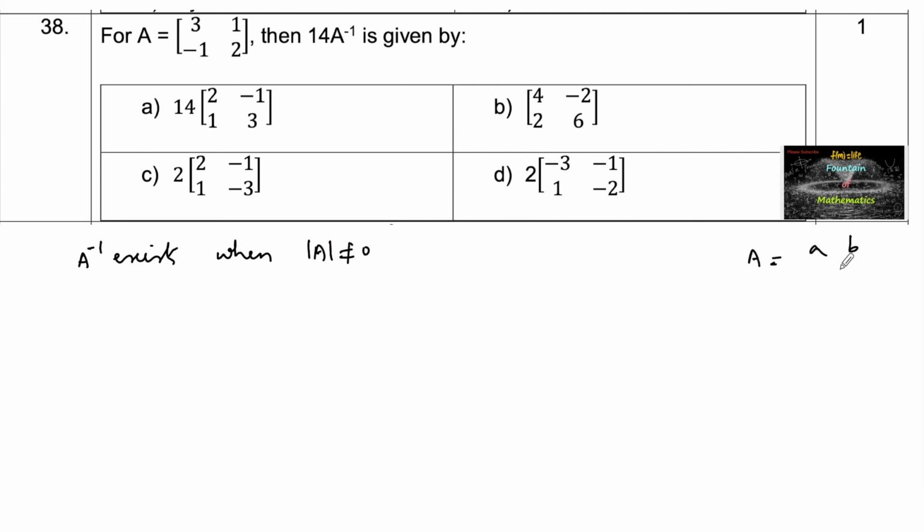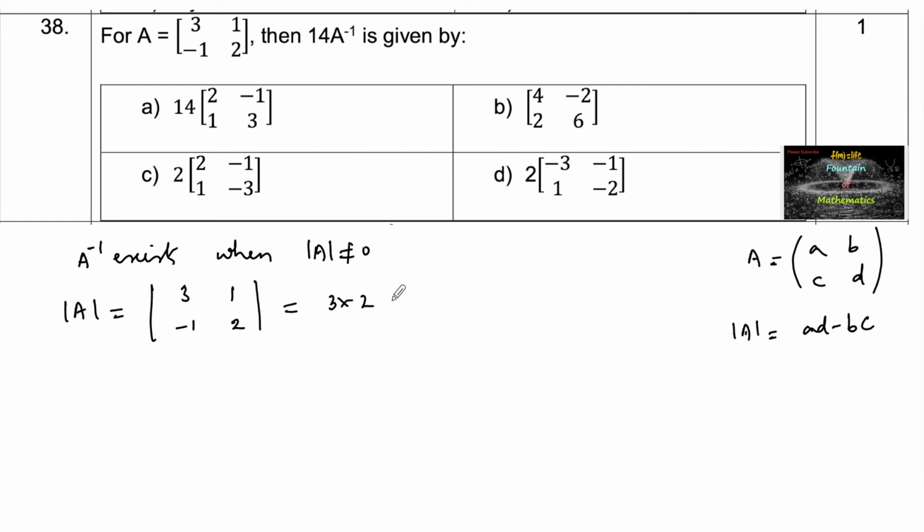If A is equal to the 2 by 2 matrix ABCD, then the determinant of matrix A is equal to AD minus BC. So the determinant of the given matrix [3 1; -1 2] is equal to 3 into 2 minus 1 into -1, which is equal to 6 plus 1, 7, which is not equal to 0. We can say the given matrix is non-singular, and hence A inverse exists. And also A inverse is equal to 1 upon det A into the adjoint of matrix A.